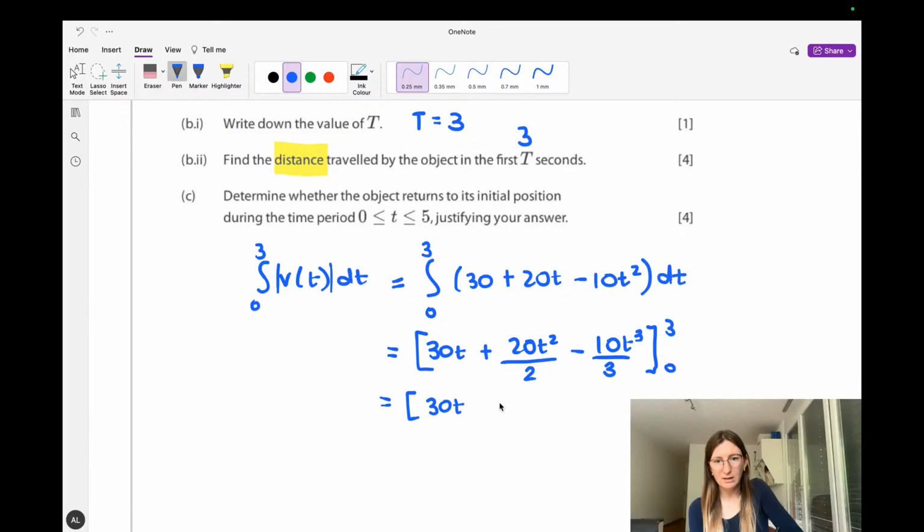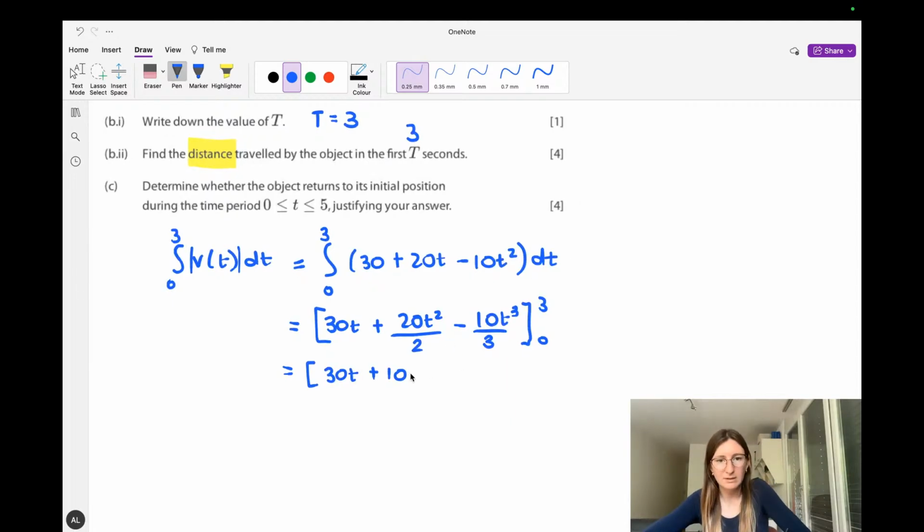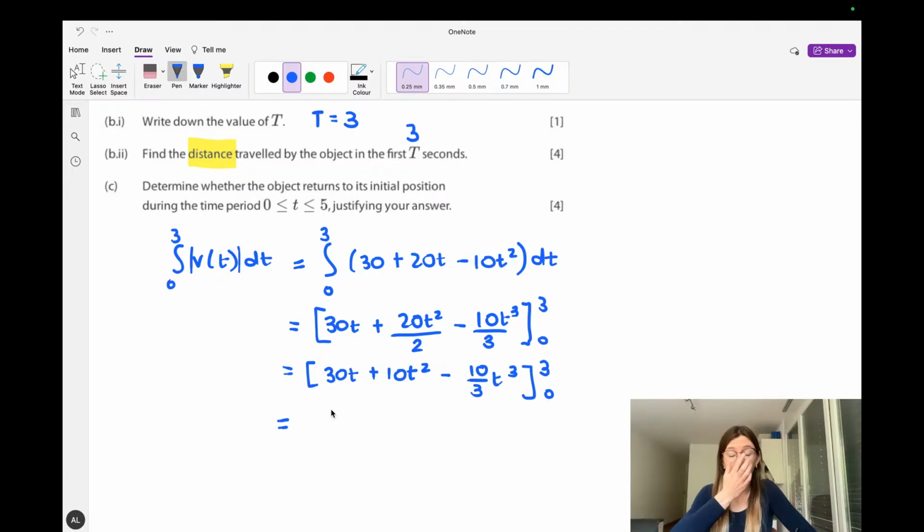So 30t plus 10t squared minus 10 over 3 t cubed, from 0 to 3. I'm just going to move it over so I'm not blocking it for everyone. And if I did that, you can see why this is a 4 mark question, because there's a lot going on in here. Can I be lazy and cheat and look at the mark scheme to get the answer here? No, shall I not? Okay, I won't be lazy.